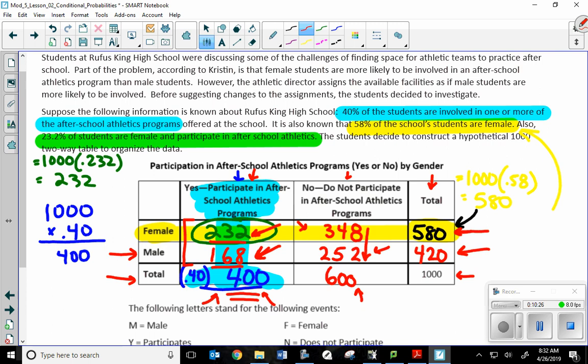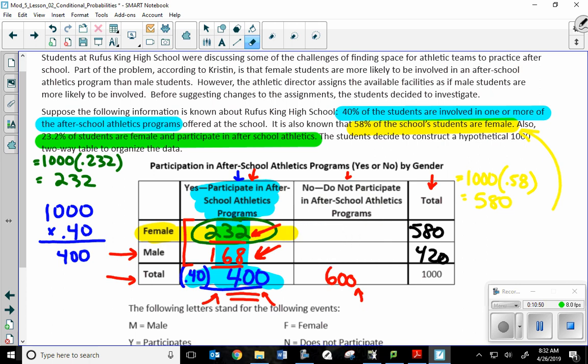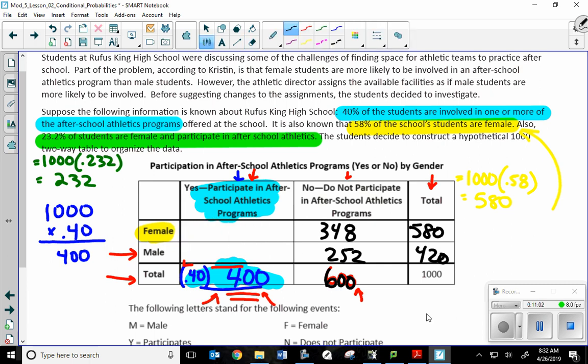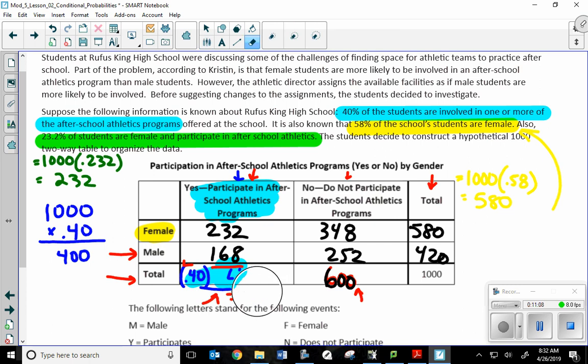Now, it's a lot of highlighting. So let's do this. Let's fill this table in without the highlights and all this jazz. 580 and 420, right? Oh my goodness gracious. So I've got 580 and 420. Okay. 348, 252, and this is our 600. Right? 232, 168. And of course, this bottom row here is 400.